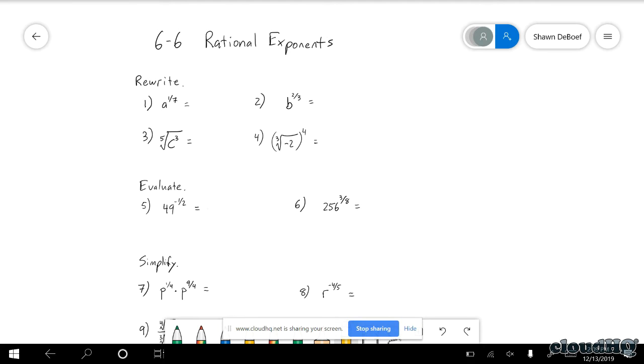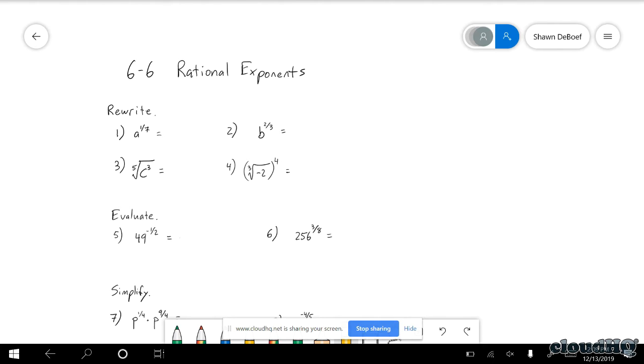Okay, so if you're just tuning in, if you're watching the video, you maybe didn't experience or go through the activity we did. So I want to summarize real quick a couple of things. We learned that when you have an exponent of 1/2, that means the same thing as the square root. So if I have 3 to the 1/2, I can think of that as the square root of 3. If I had 2 to the 1/4, that's the same thing as the 4th root of 2.